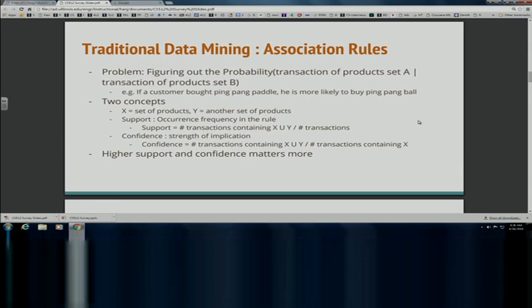There are two concepts in association rules. X means a set of products, and Y means another set of products. There are two concepts to determine the associations among these two sets of products. The first one is support: the occurrence frequency of the rule, whether this rule is repeated again and again. The second is confidence: how strong the implication is. If I buy a ping pong paddle, am I more likely to buy a ping pong ball? These are two important concepts.